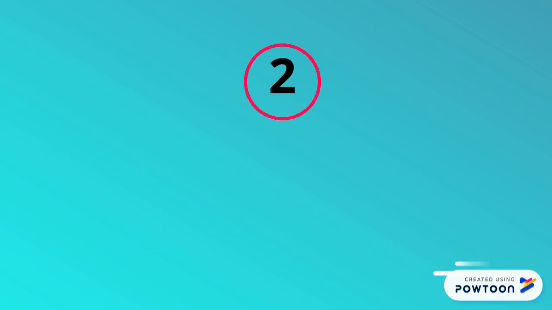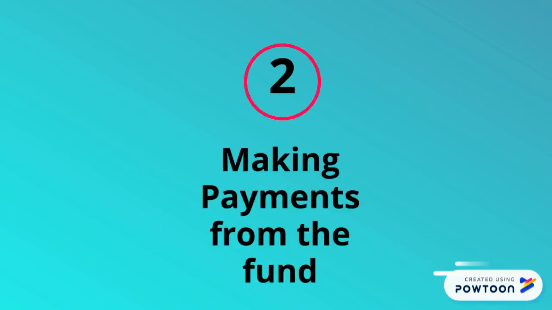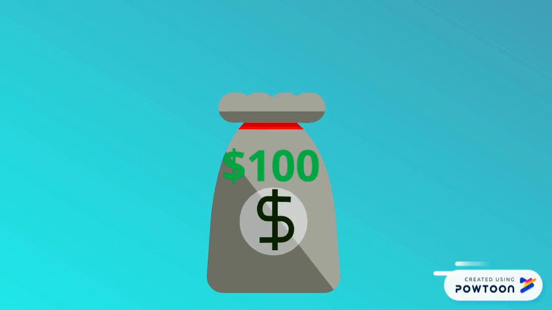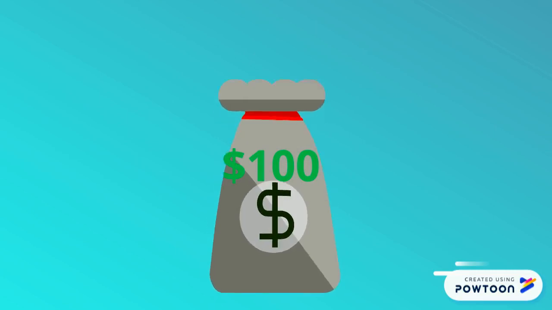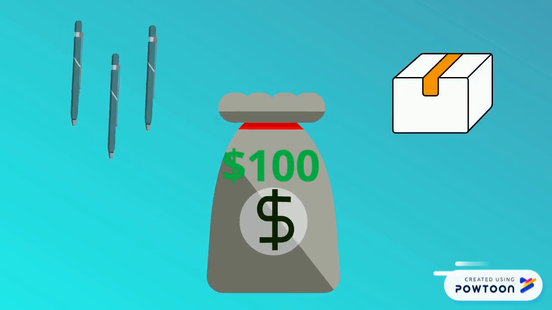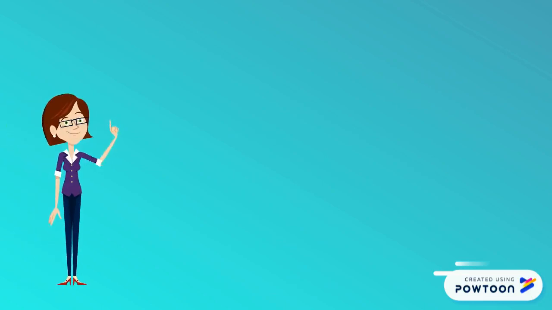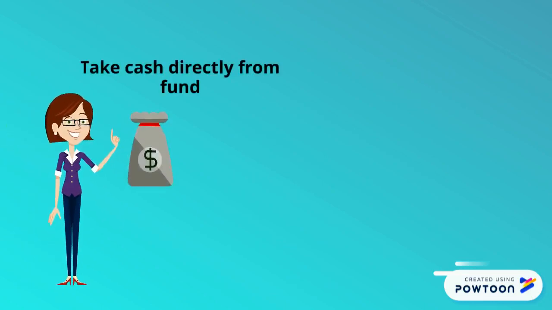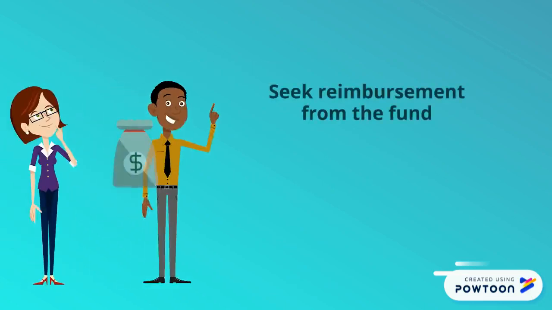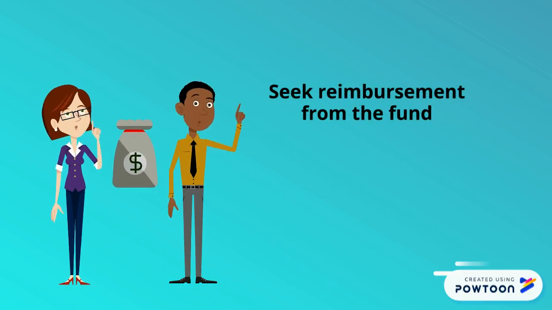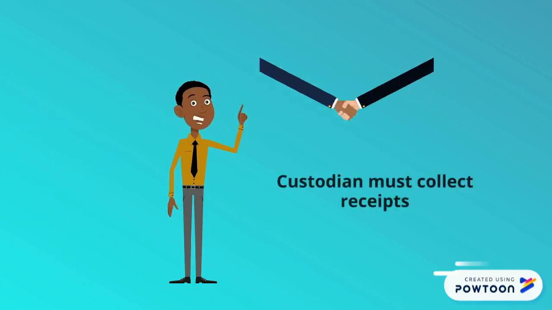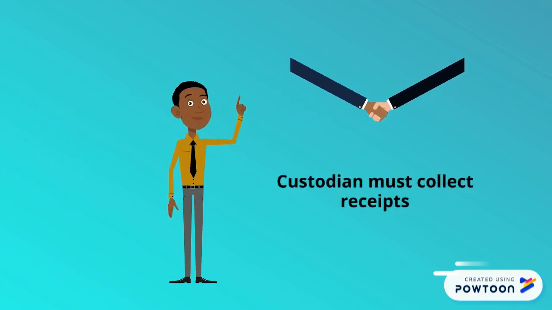Activity number 2. Making payments from the fund. Now the cash can be used to pay for small business expenditures, such as the pens and postage. Payments can be made by taking cash directly from the fund, or employees can seek reimbursement from the fund for payments they have personally made. In both cases, the custodian needs to collect receipts for the use of any cash.